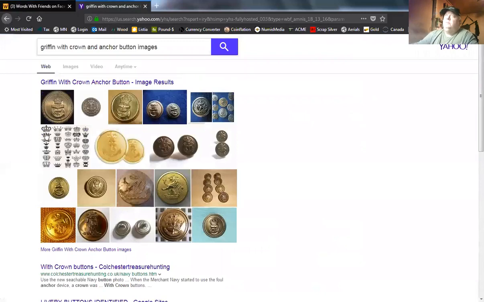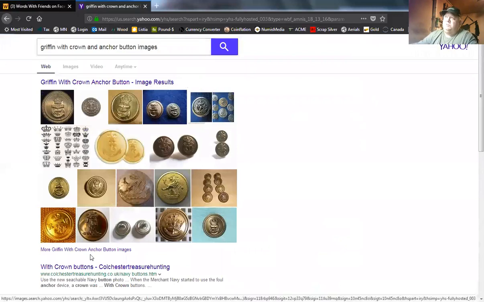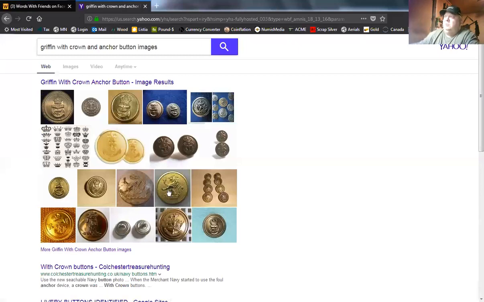But here's how I do it. It comes up with image results because I typed in images. And this is the hard way to do it. Unless you know exactly what it is, you put in the description of what the item looks like. Griffin has a crown and an anchor. And the griffin is kind of like a dragon. There's a griffin right there, what they kind of look like, tiger, dragon.